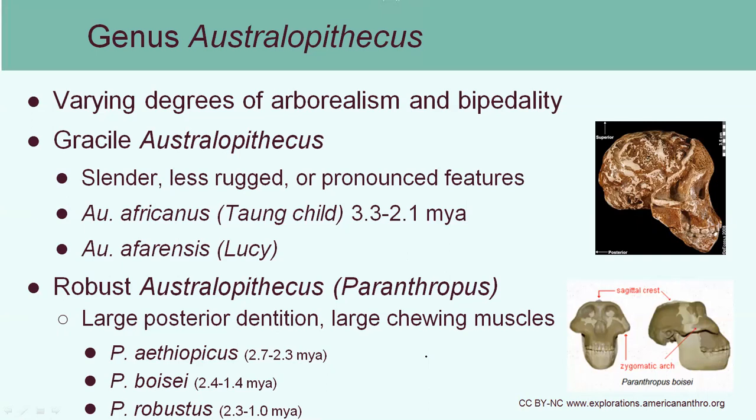Now, the second grouping, the robust species, were a type of hominin that had evolved to have very large jaw muscles and very large teeth, specifically to grind plant matter, things like roots and tubers. That's the image I showed you previously, but it has been renamed, so it's now in the genus Paranthropus, but sometimes in older books, you'll still see them referred to as Australopithecus. So that image specifically is the Paranthropus boisei, and you can see how large its jaw is, how robust it is compared to that of Lucy or the Taung child.